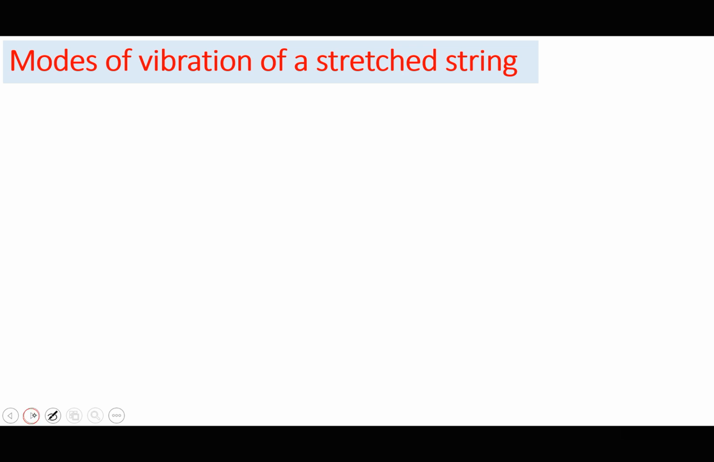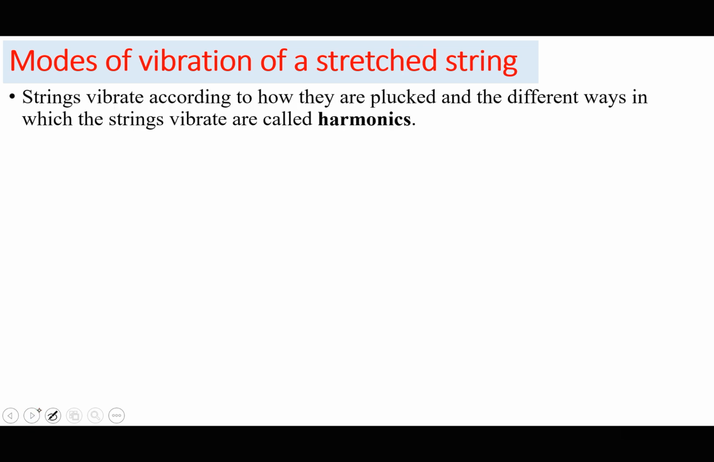So our strings vibrate according to how they are plucked. A guitar string is going to vibrate according to how you pluck it. And the different ways in which the strings vibrate are going to be called harmonics. You may not always need to understand the meaning of the word harmonics for AS level physics, but the different modes of vibration, or the different ways in which a string vibrates when it is plucked, are called harmonics.